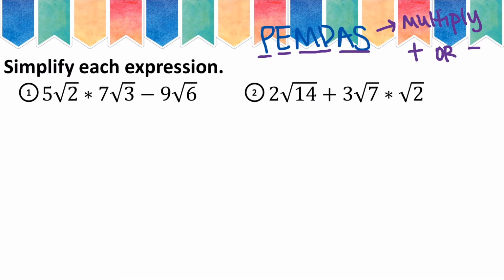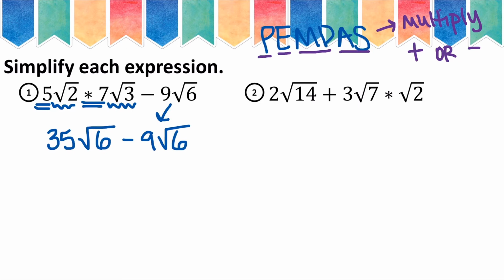So let's look at problem number 1. I have a multiplication symbol and I have a subtraction symbol. We must always do the multiplication first. So I'm going to multiply the first two terms. So 5 multiplied by 7 is 35. And the square root of 2 multiplied by the square root of 3 is the square root of 6. And this last term is going to come down.